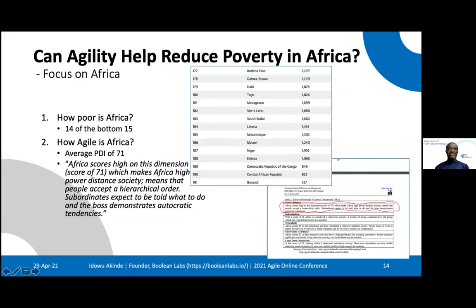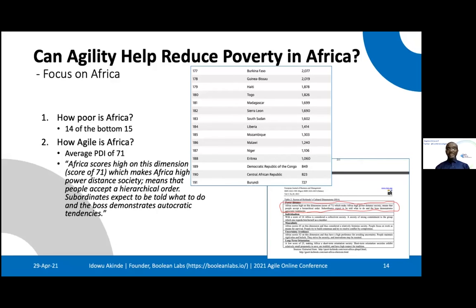And the interpretation of that is that subordinates generally expect to be told what to do. So there are low levels of initiative, low levels of risk taking, low levels of experimentation. Everything has to be an order, everything has to be sanctioned, a written order. Send me an email, that kind of culture. So that's the data set.